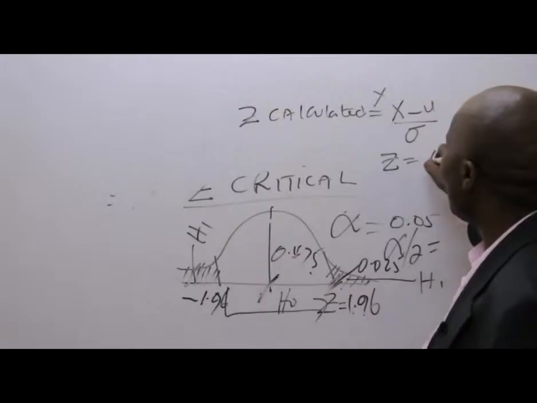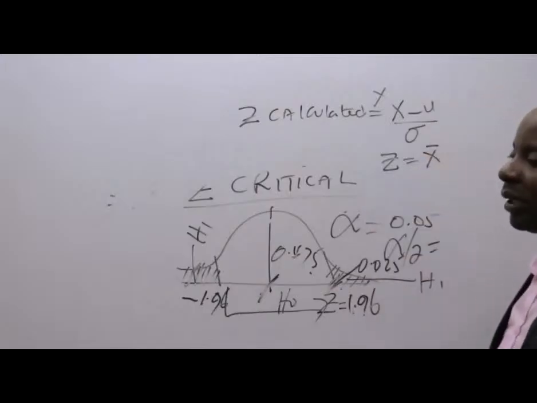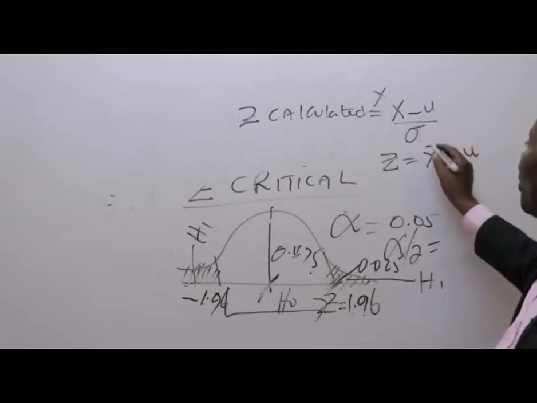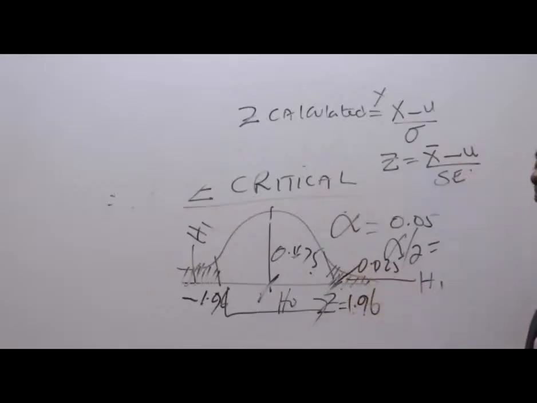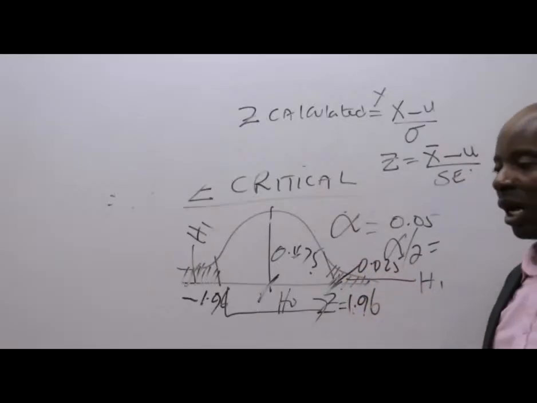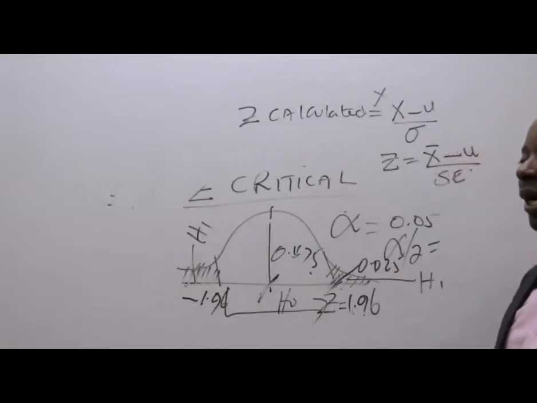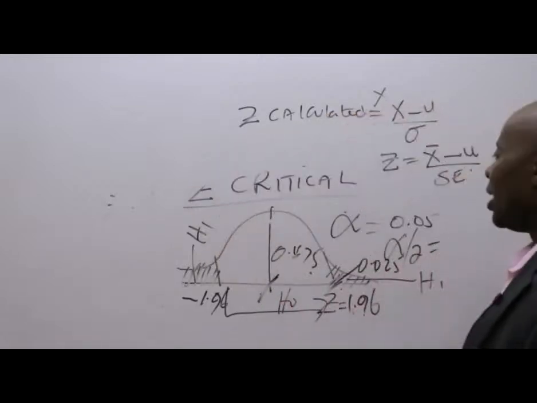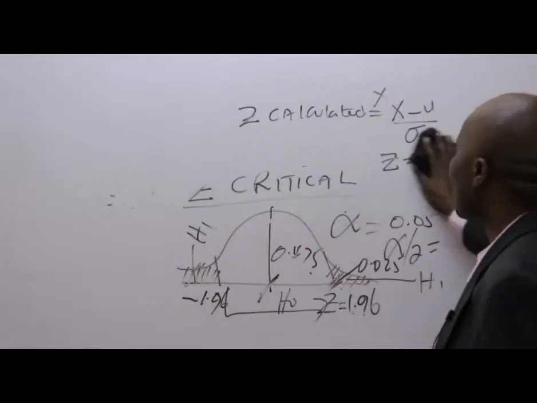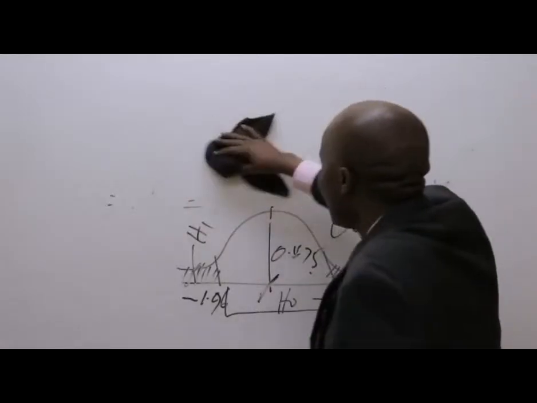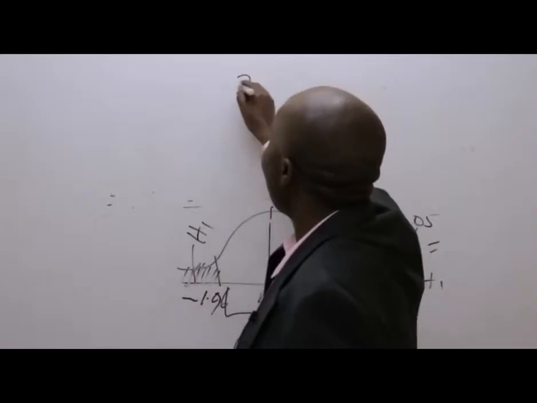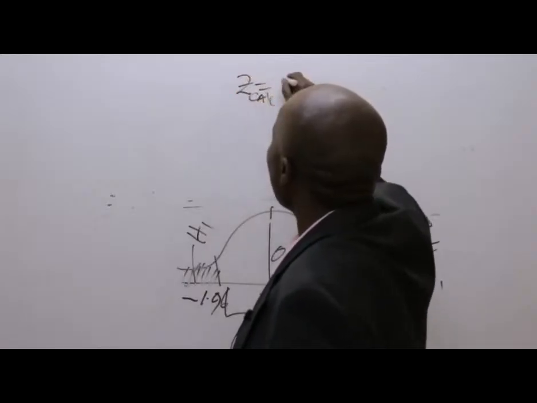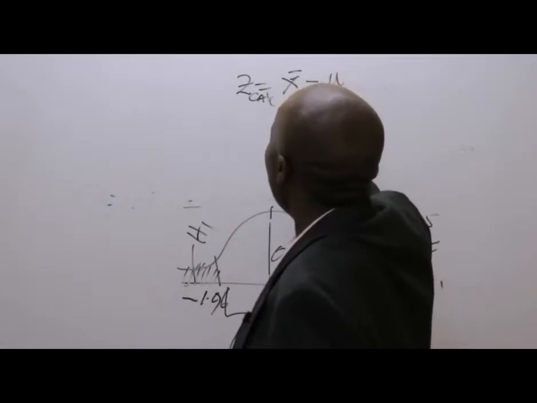Our Z calculated will be X bar minus mu. Because here we are working with X bar, many samples, we now divide by what we call the standard error. So please write that: our Z calculated is X bar minus mu divided by standard error.